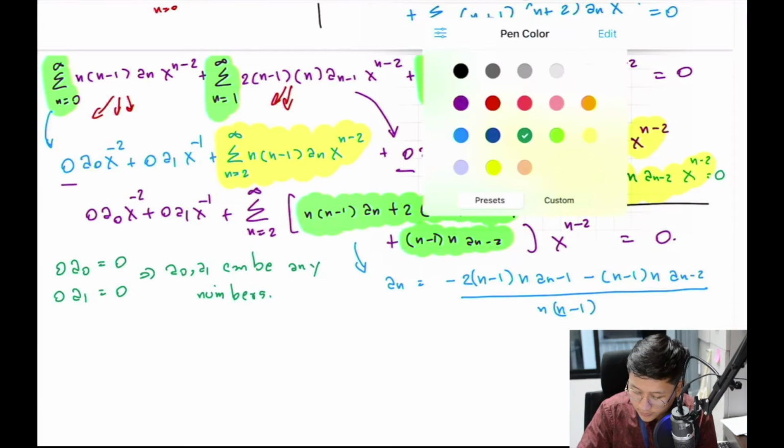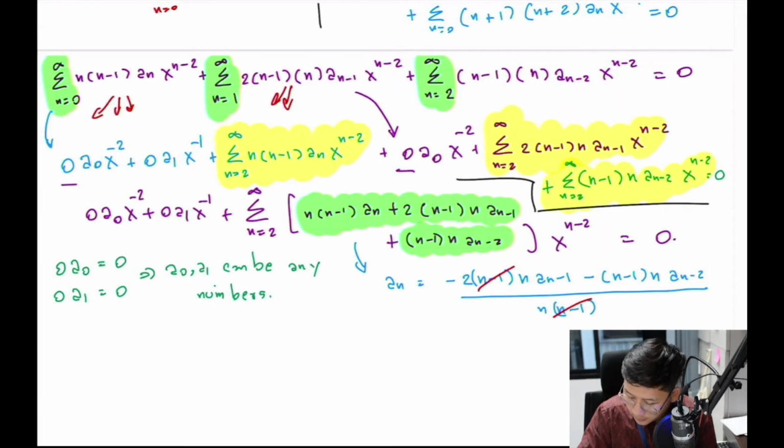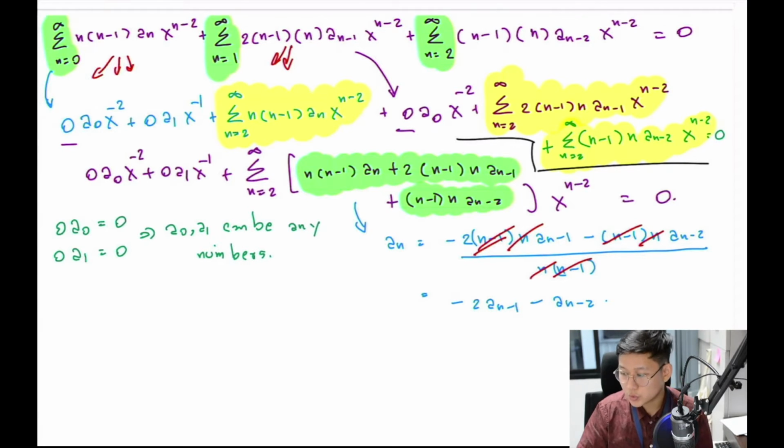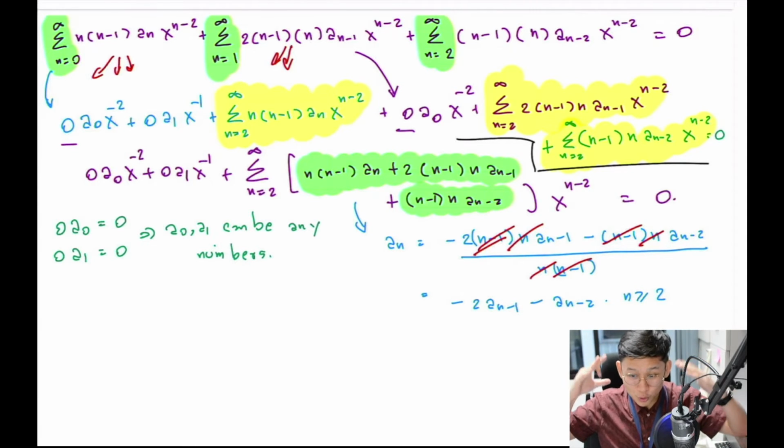And as you can see here, n minus 1 cancels out, right? So we have that a n is actually minus 2 a n minus 1 minus a n minus 2, when n is greater than or equal to 2. Okay, it's the same, guys. It's the same approach. See, it's the same steps, right?